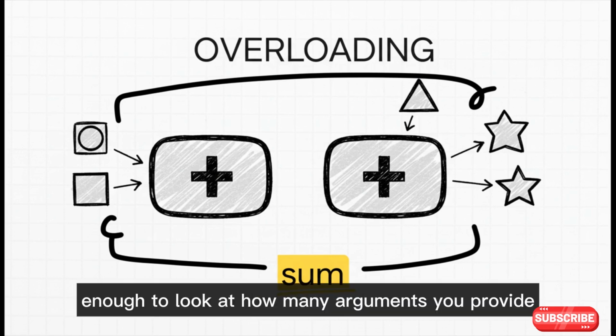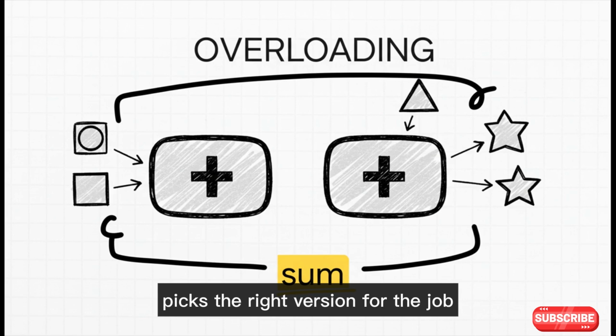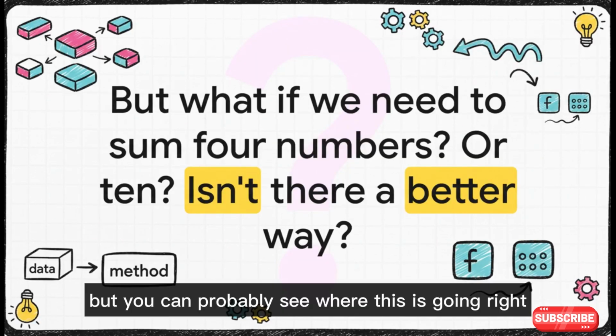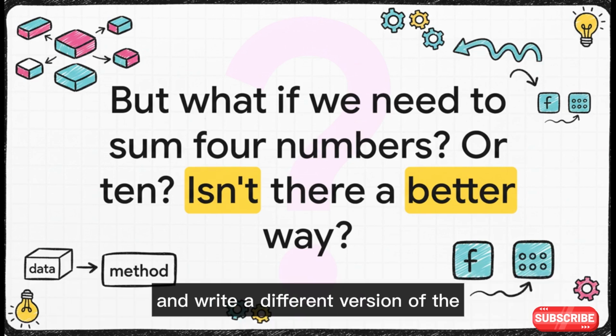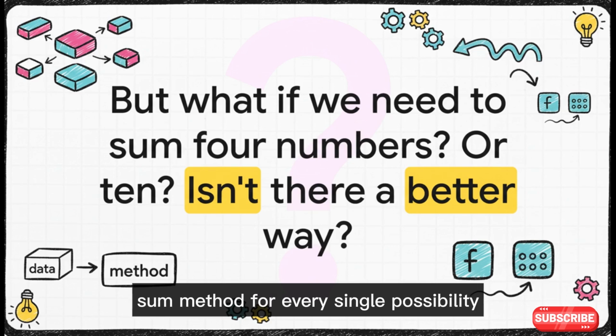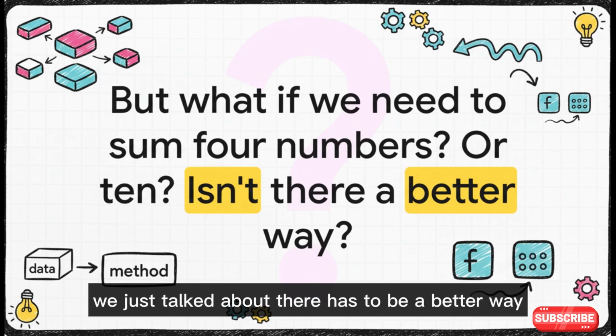Java is smart enough to look at how many arguments you provide when you call sum, and it automatically picks the right version for the job. But you can probably see where this is going, right? What if someone needs to sum 4 numbers, or 10, or 100? Are we really going to sit here and write a different version of the sum method for every single possibility? That would be absolutely awful. It totally violates that DRY principle we just talked about. There has to be a better way.